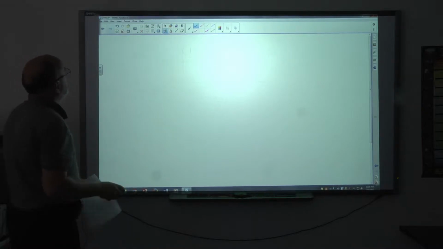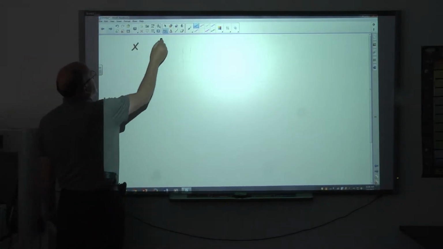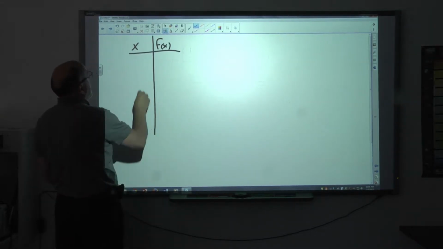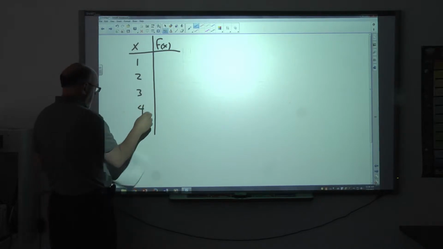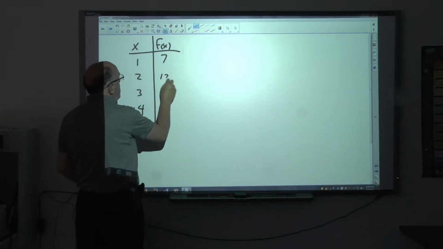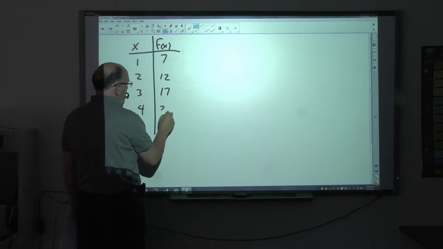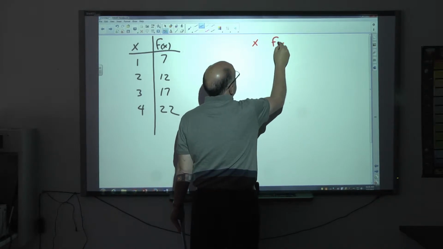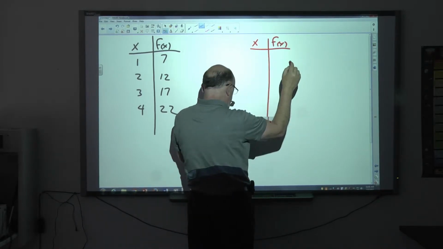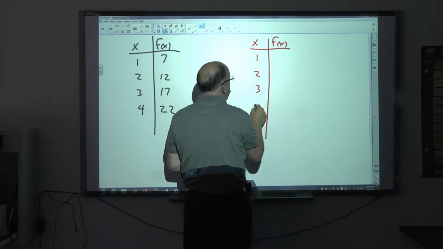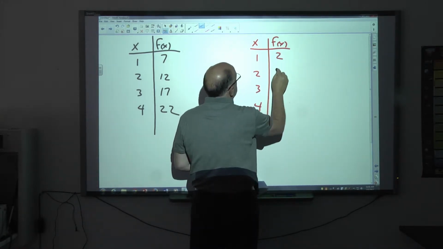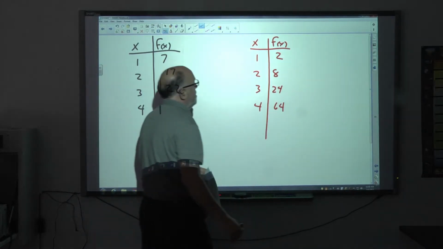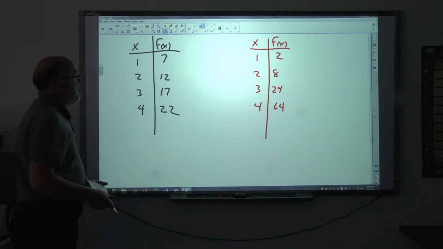Now, given a chart with x and f of x, again f of x is the same thing as saying y. Say we have these numbers: 7, 12, 17, 22, and then another chart with 2, 8, 24, and 64. Are they linear or exponential?